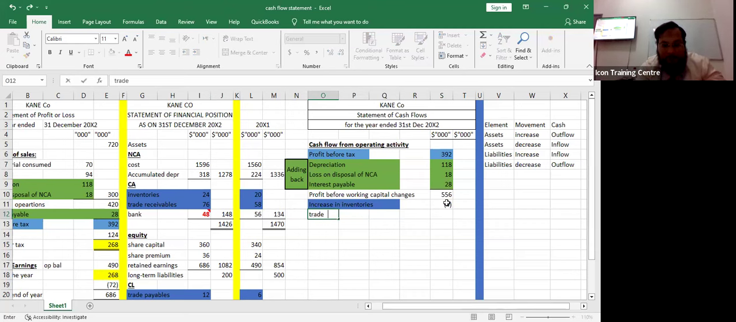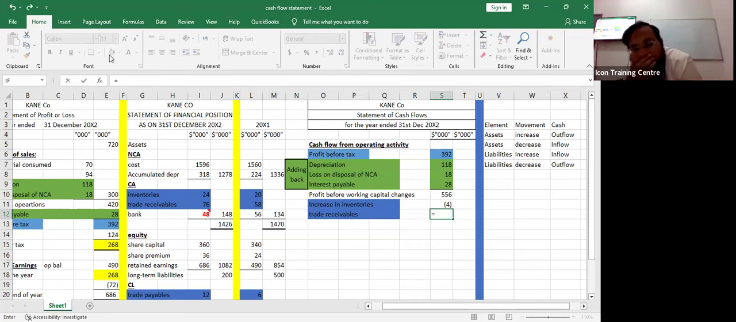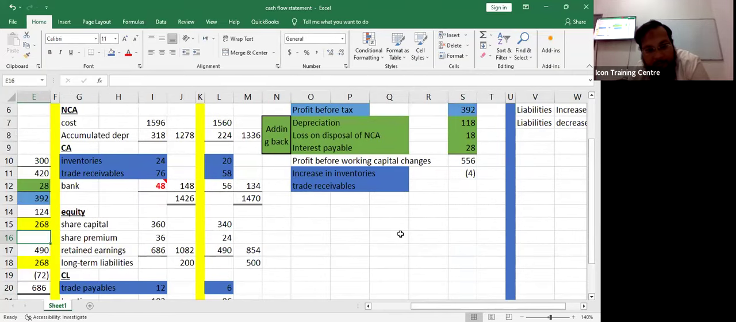Okay, so the next thing is trade receivables. Now, is receivable increasing or decreasing, Ma'am Radha? Trade receivables, increasing or decreasing? Okay, wait. Now please check. Receivable increasing or decreasing? In 2000, it was increasing. So it means cash inflow or outflow?